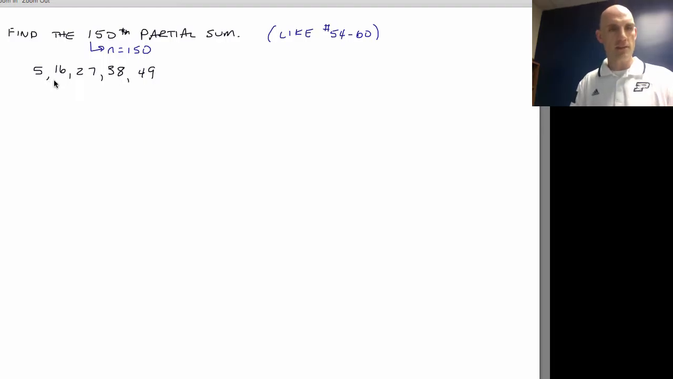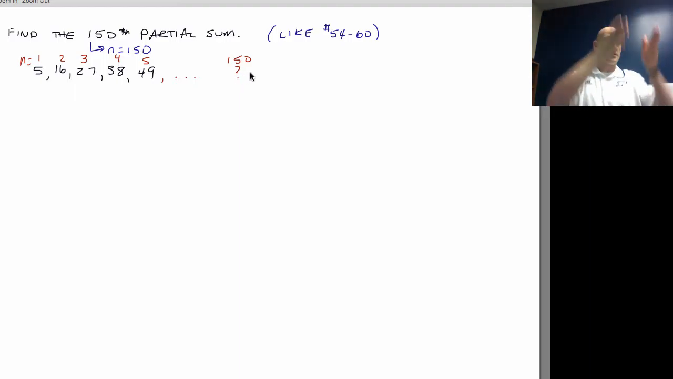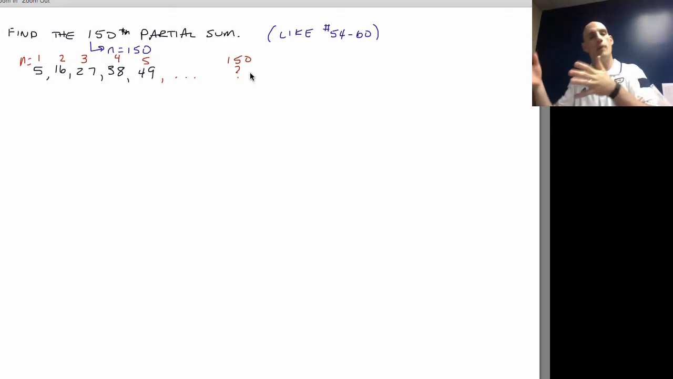But if we look at this sequence that they've already given us, n is equal to 1, and then 2, and then 3, and then 4, and then 5. And this just keeps going until we get to n equals 150, and we don't know what that is. And so we need to add up 5 plus 16 plus 27 plus 38 through the 150th term in this sequence. Well, the problem is we don't know what they all are. We'd have to figure each one of them out, then add them, and so we can shortcut this.